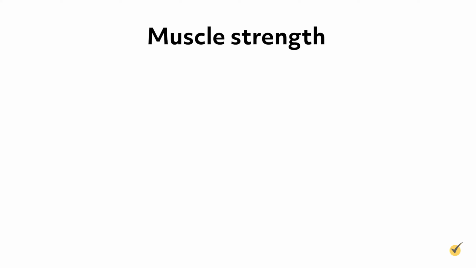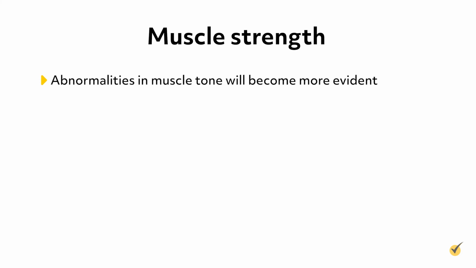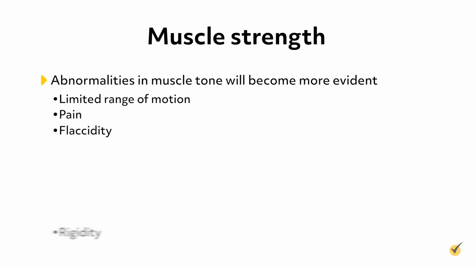The pronator drift test involves having the patient stand with arms extended, palms up in front of him, with eyes closed. Observe arms to see if one sways from its original position, which is a subtle indication of weakness. When testing muscle strength, abnormalities in muscle tone will become more evident, such as limited range of motion, pain, flaccidity, rigidity, or spasticity. Now let's take a look at reflexes.